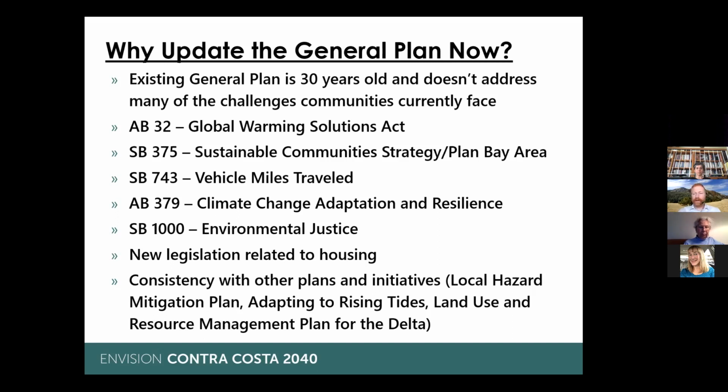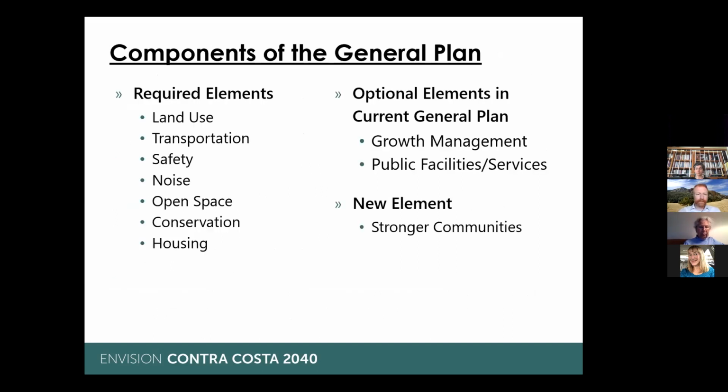So a lot of reasons to update the general plan now. The general plan has several chapters. They're called elements in the statute. On the left, we have the required elements: land use, transportation, safety, noise, open space, conservation, and housing. The state requires us to have those.